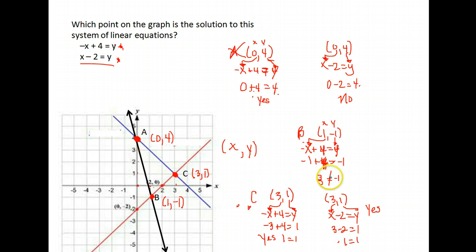B did not work for the first equation, so it's not a solution, and A did not work for the second, so it couldn't be our solution. But point C, (3,1), worked in both equations, so it is a solution. So the point C is a solution to our linear system of equations that they gave us here.